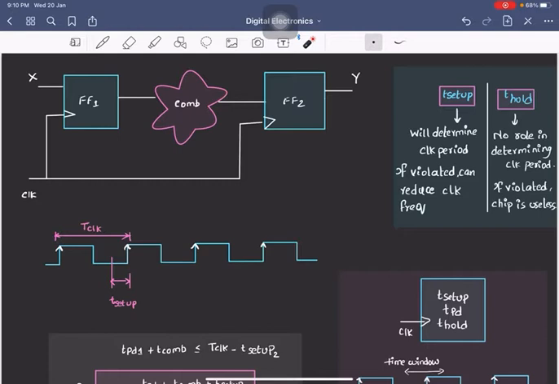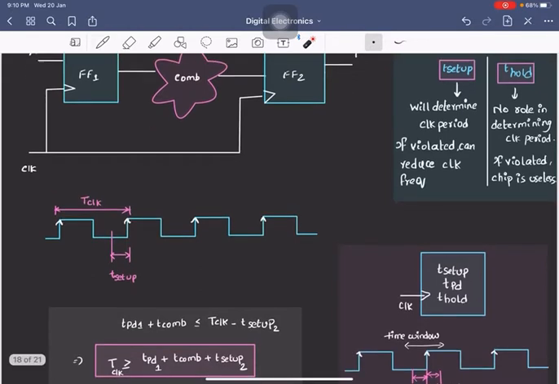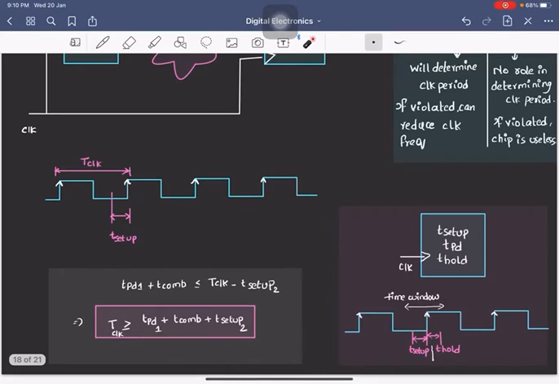Let's describe the digital circuit in this way. Two flip-flops with a combinational circuit in between, and the input is applied to the first flip-flop and the output is taken at the second flip-flop, and a common clock is applied to both of the flip-flops. Here we are neglecting clock skew and many other things. For any flip-flop or register, a clock is present, and here I am taking the rising edge of the clock.